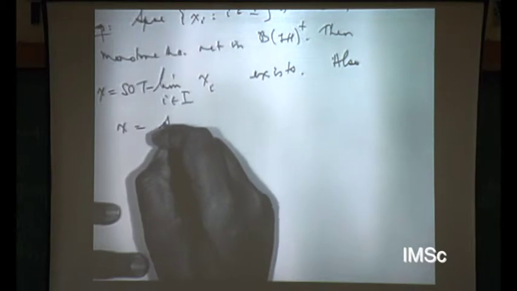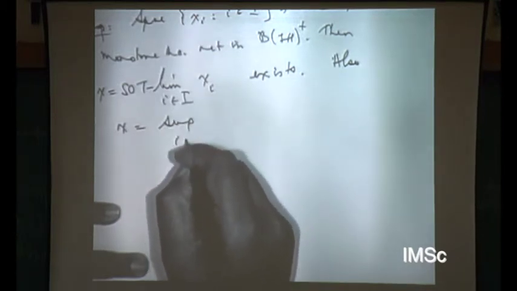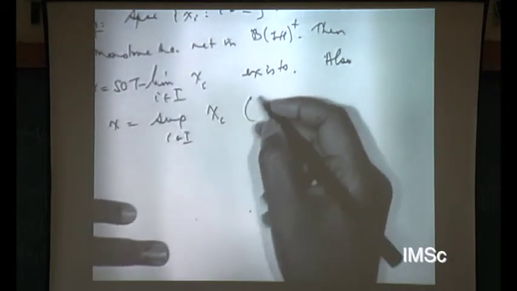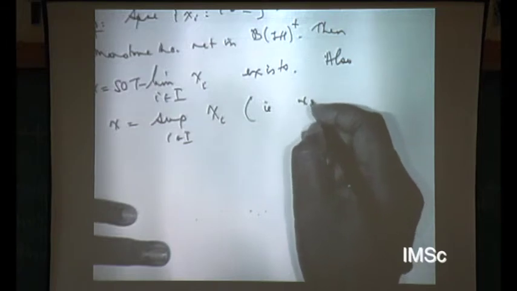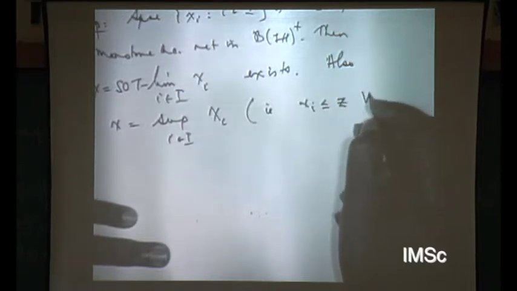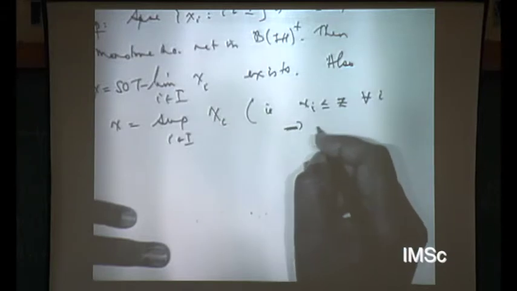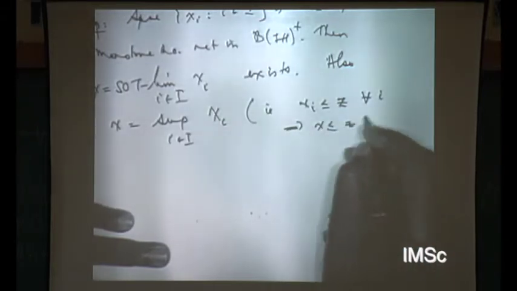also x is the sup over i of x_i in the sense of quadratic forms. That means, or even lattice theoretic, x_i less than or equal to z for all i implies x less than or equal to z. Right? It is a supremum in the sense of a lattice actually. If somebody is bigger than everybody, then it has to be bigger than x.